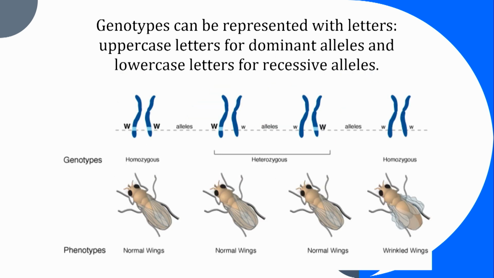Genotypes can be represented with letters: uppercase letters for dominant and lowercase letters for recessive. That's why we're using capital and lowercase letters. Capital letters represent the dominant and lowercase letters represent the recessive.